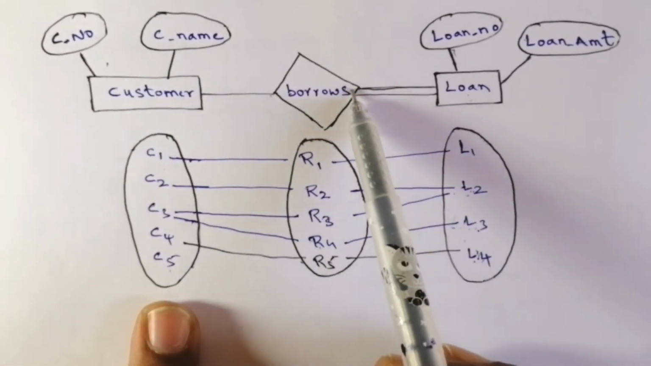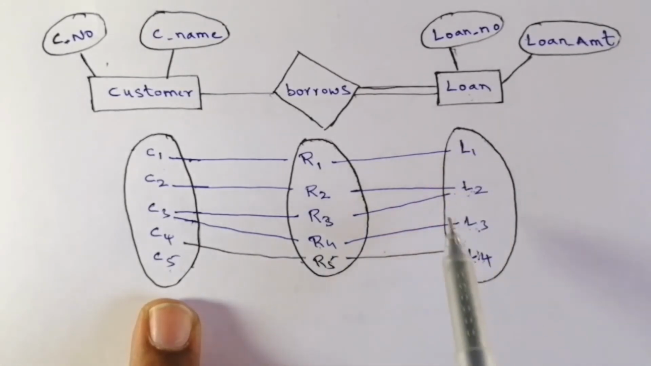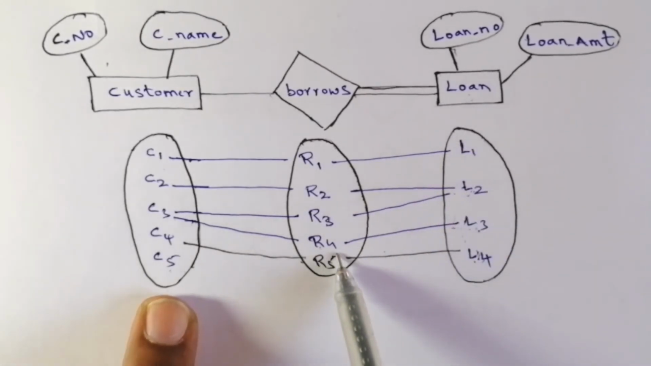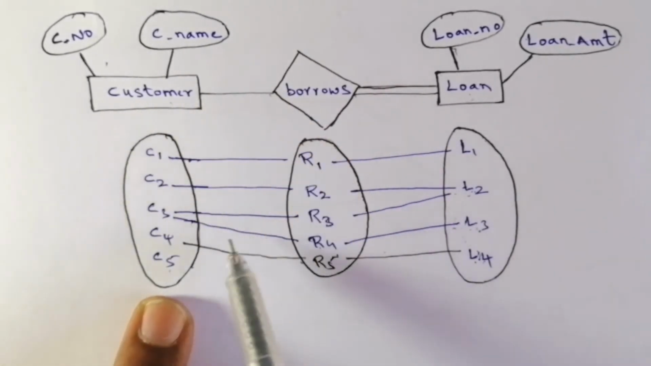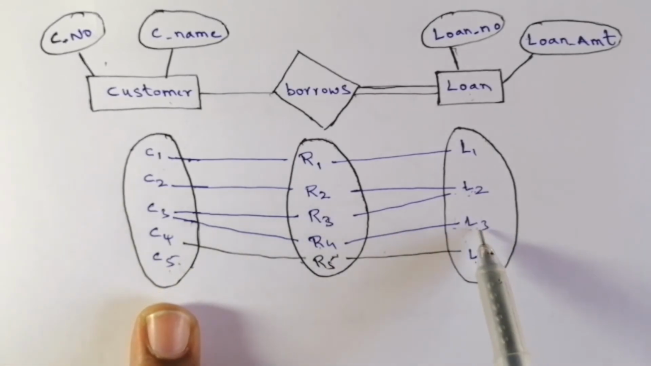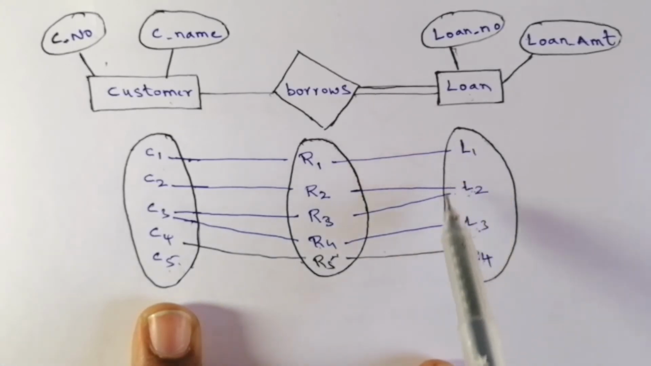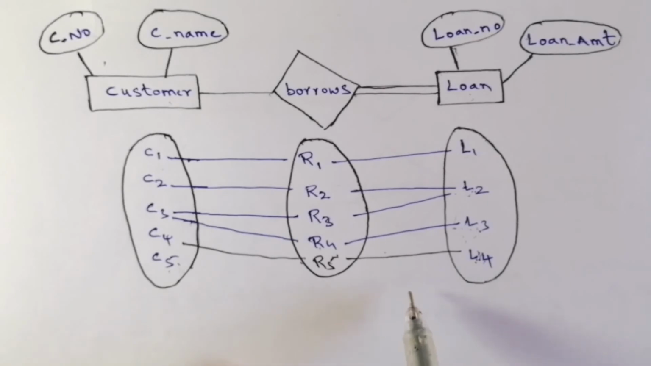Whereas between the borrowers and the loan, what is it? Total. It means compulsorily every entity should participate in the relationship. If it is partial, it can participate or it cannot participate. That is, there can be a customer without taking a loan or with taking a loan. But if it is total, if it is a loan, it should be taken by the customer. So such constraints we can easily keep by these participation constraints. So they are most important in our ER diagrams.